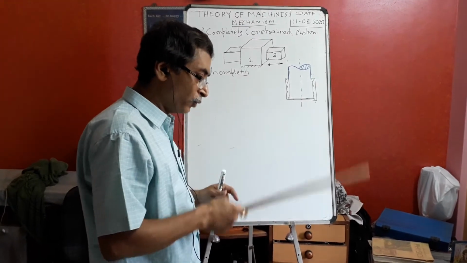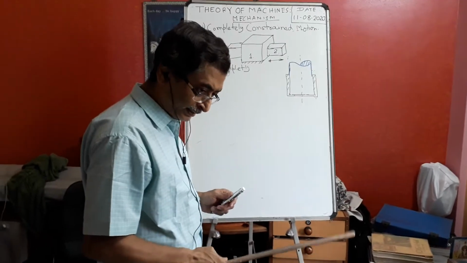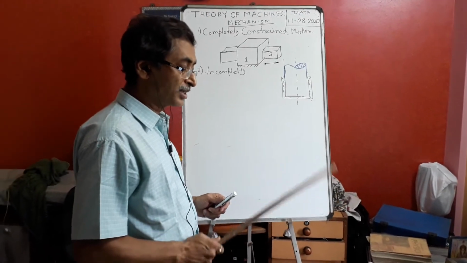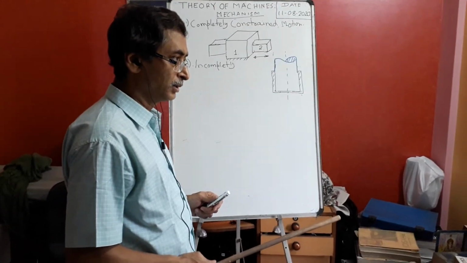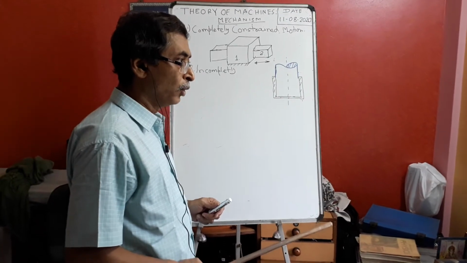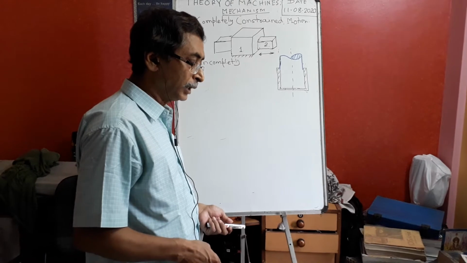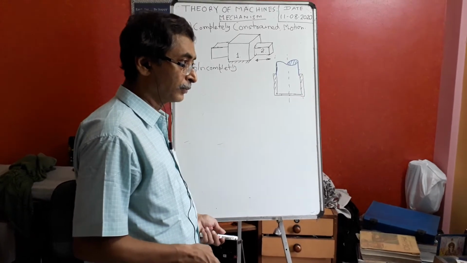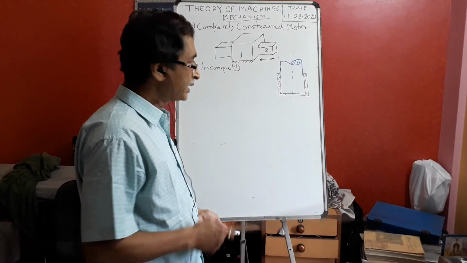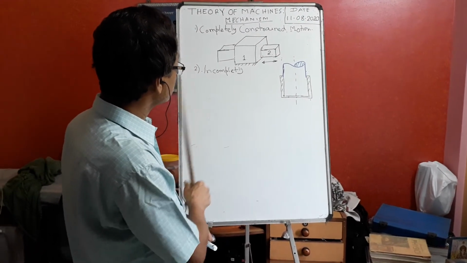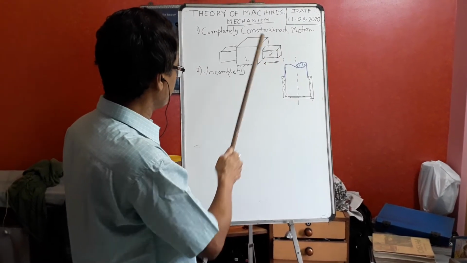That means I know certainly that the motion of component 2 will be linear or translation motion. No other motion it can have. What type of other motions? It can revolve, it can roll. So it only has linear motion. This is called completely constrained motion.